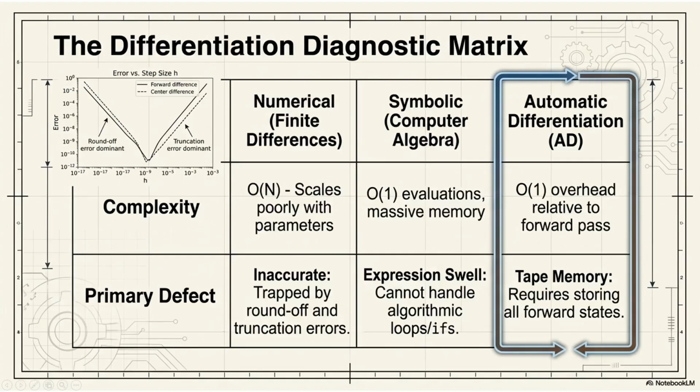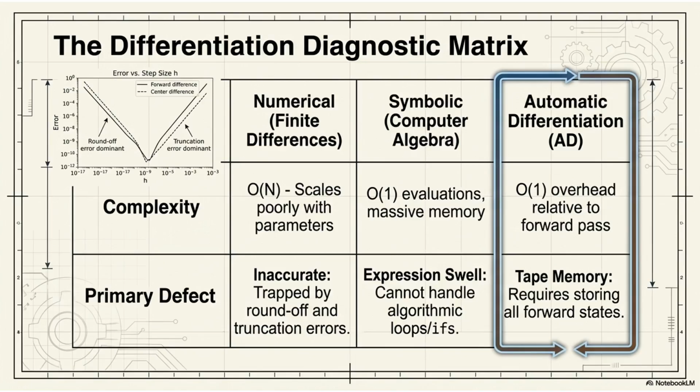Now you might wonder why we compute gradients in this specific way. Let's look at the alternative. We could use numerical differentiation, but that scales poorly and gets trapped by round-off and truncation errors. We could use symbolic differentiation, like computer algebra, but that requires massive memory and suffers from expression swell, failing when it hits the algorithmic loop.